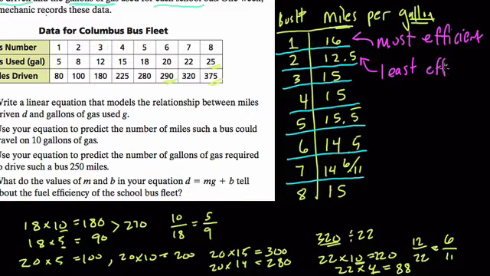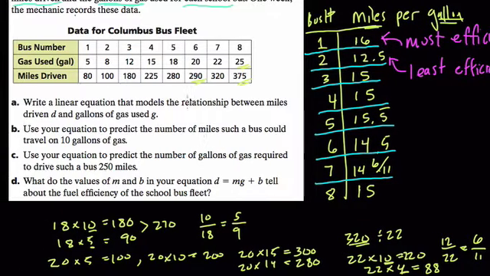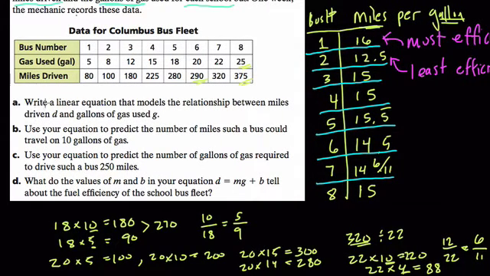Because it has the least miles per gallon, so it really uses a lot of gas. Okay, so let's talk about the question now, and if I haven't lost you yet with my rambling. Write a linear equation that models the relationship between miles driven, D, and gallons of gas used, G.